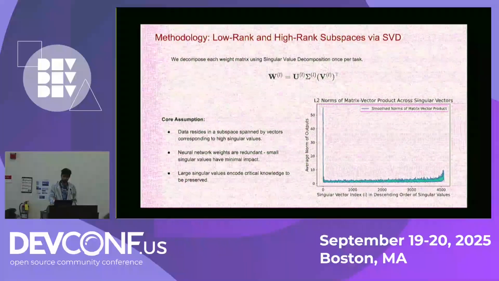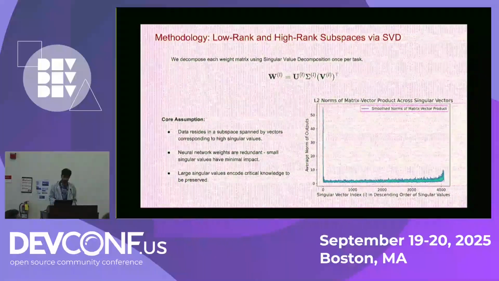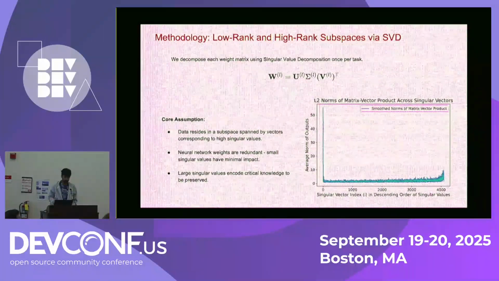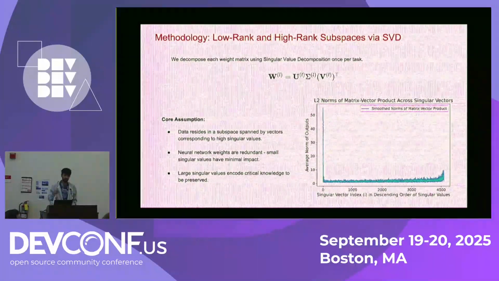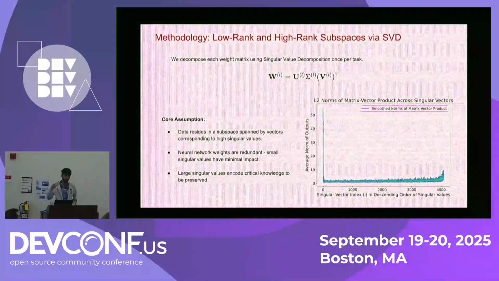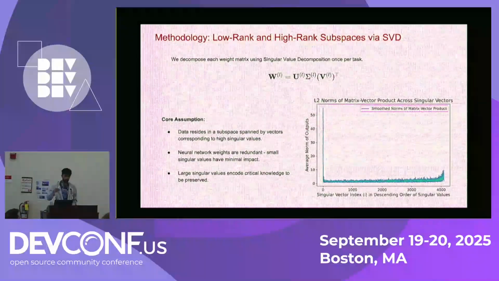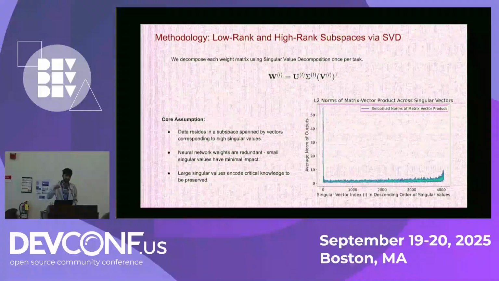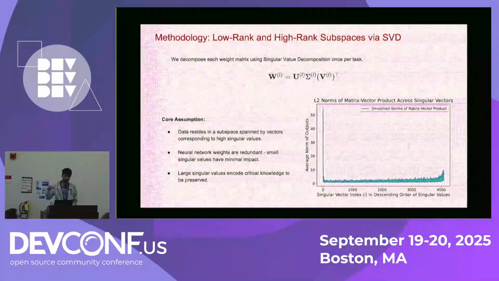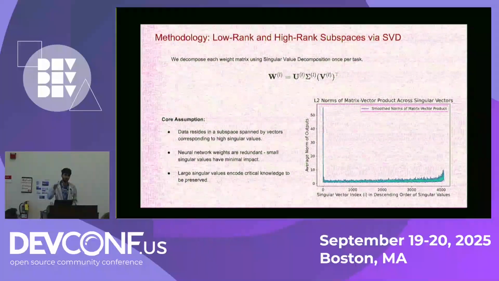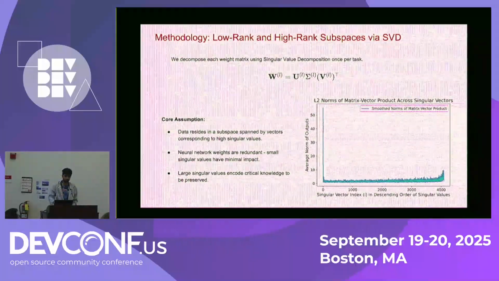If you look at the plot here, on the x-axis are all the singular vectors, and the leftmost are the singular vectors corresponding to the highest singular values. You can see the matrix vector product. If you look at the L2 norm of that, you can see that the data mostly resides in the subspace spanned by these high vectors. For the first few, it peaks and everything else is close to zero, which means you can change those parts of the matrix without affecting the performance on the previous task.